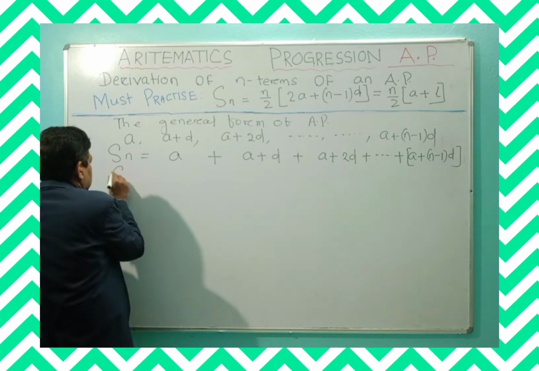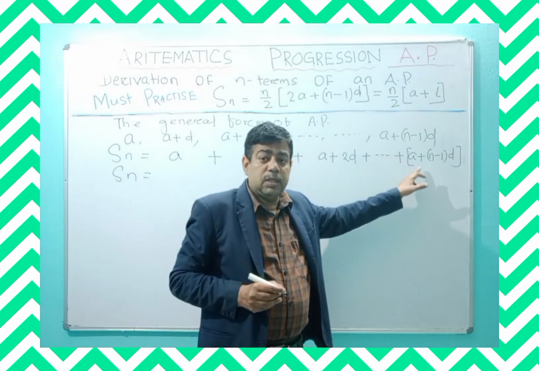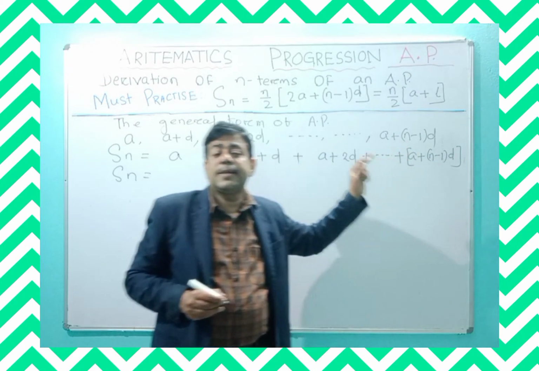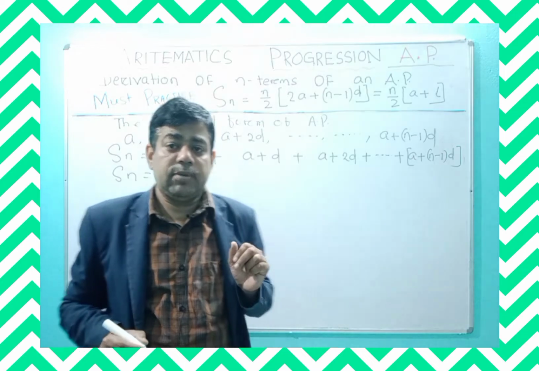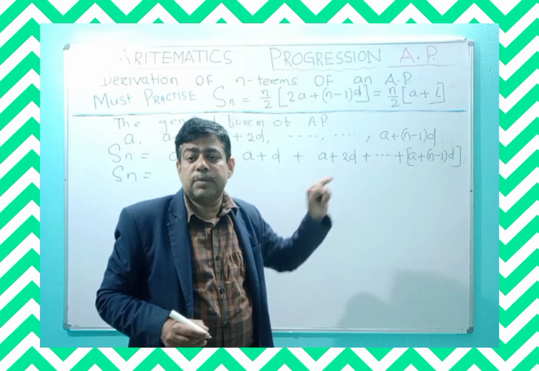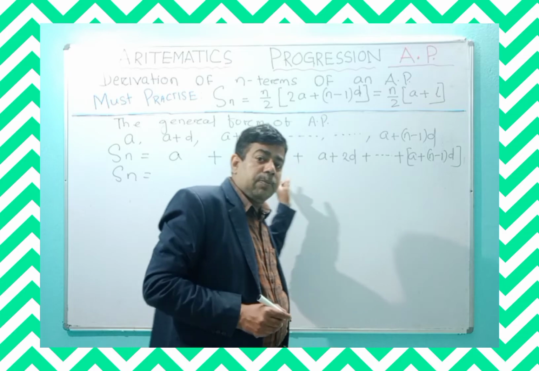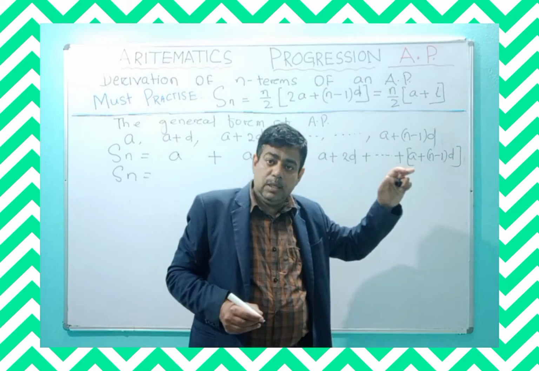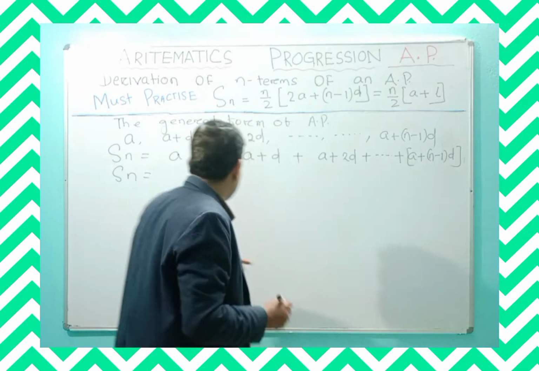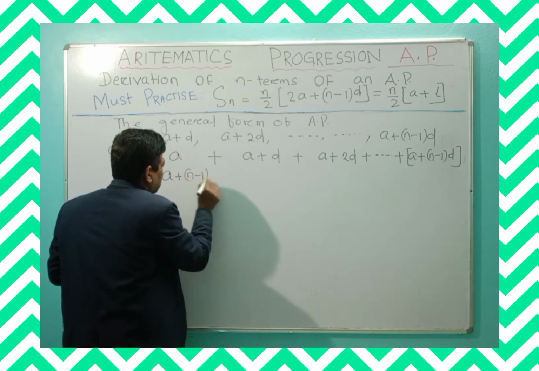Let Sn be written in the reverse manner. In the reverse manner means the last term, which is a plus n minus 1 into d, will be written as the first term, in the backward direction. The last term becomes the first, and the first term will be the last in this sequential order. The nth term is a plus n minus 1 into d. Yes or no? This is the last term.